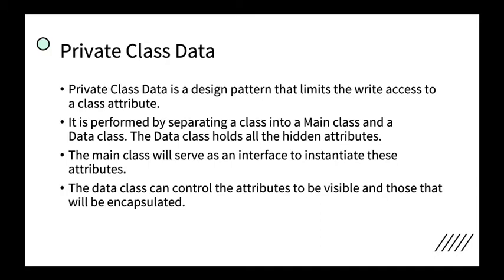So now let's go to the formal definition of the private class data. The private class data is a design pattern that limits the write access to a class attribute. It is performed by dividing the data class into two classes. The first class is the data class and the second one is the main class. The data class represents all the attributes that should be hidden and they should be declared as private. And the main class should have as attribute an instance from the data class. So this instance of the data class will hold all the attribute data from the data class.